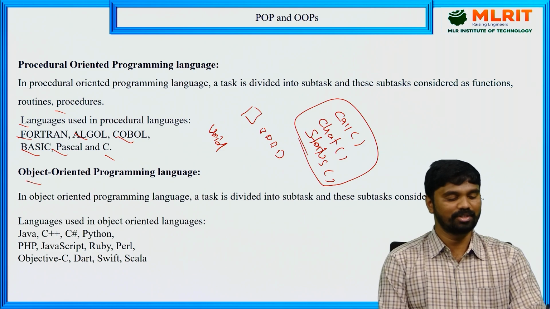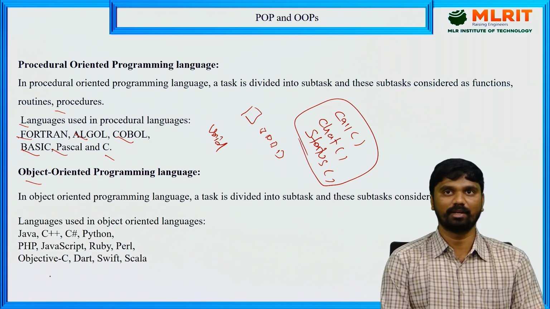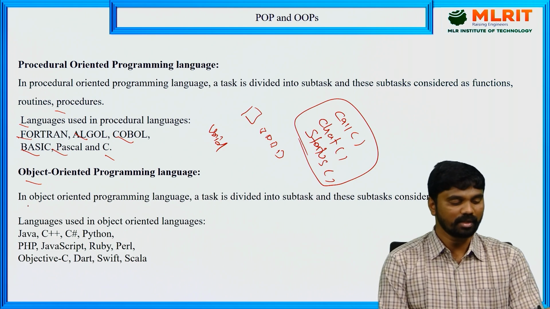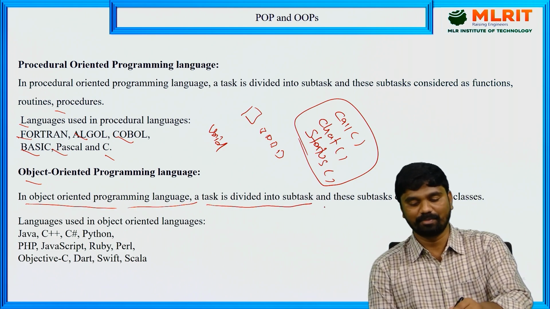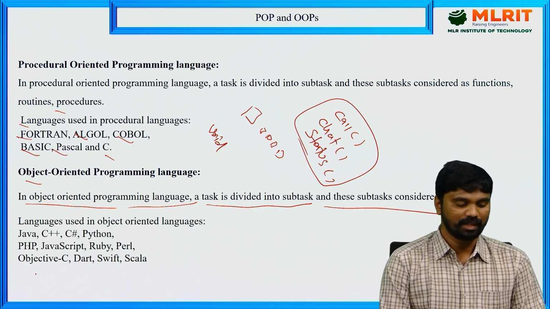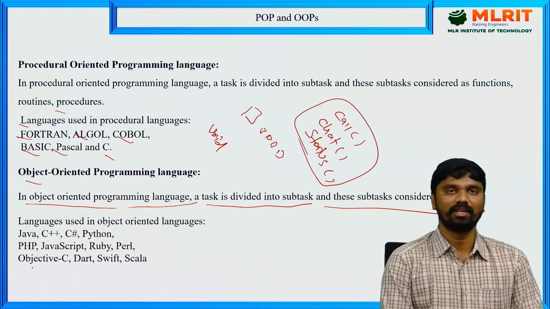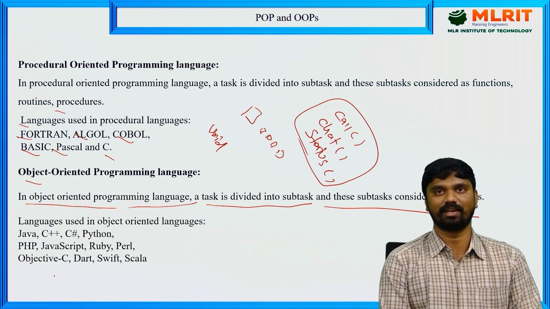Next, coming to the object oriented programming language. What is an object oriented programming language? In an object oriented programming language, a task is divided into subtasks, and these subtasks are considered as classes.